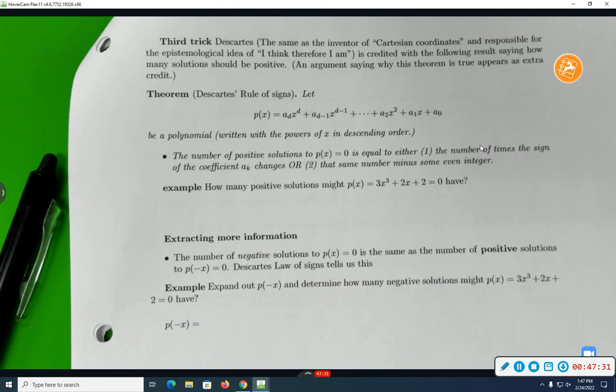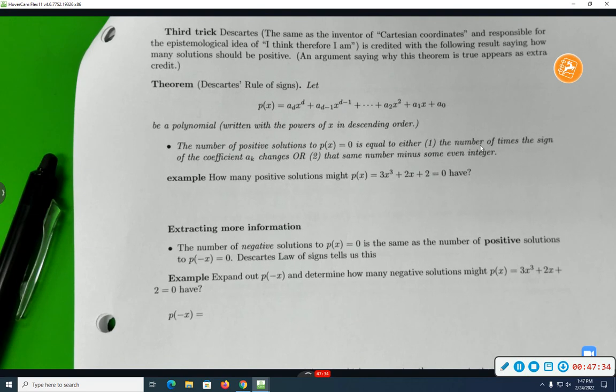before moving on, and that's Descartes' Law of Signs. So, René Descartes, the same mathematician for whom Cartesian coordinates are named, and to whom is attributed the line of reasoning "I think, therefore I am," has the following law. If you have any polynomial P(x), you can get an idea of how many positive or negative solutions it has as follows. The number of positive solutions to P(x) = 0 is equal to the number of times the sign of the coefficient changes, or that number minus something even.